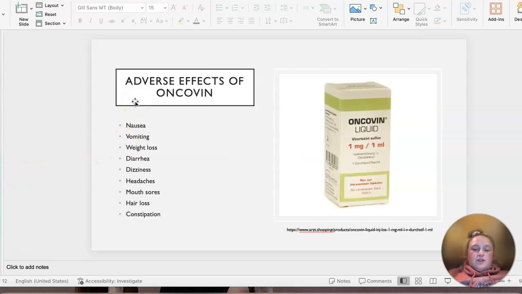So the adverse effects of Oncovin, just in general, and also if there's a misdosage somewhere in there. As you can see, it's 1 mg per 1 ml. Some adverse effects are nausea, vomiting, weight loss, diarrhea, dizziness, headaches, some mouth sores, hair loss, which is with any chemotherapy drug, and constipation. I know diarrhea and constipation kind of don't go on the same list, but it affects different people differently.